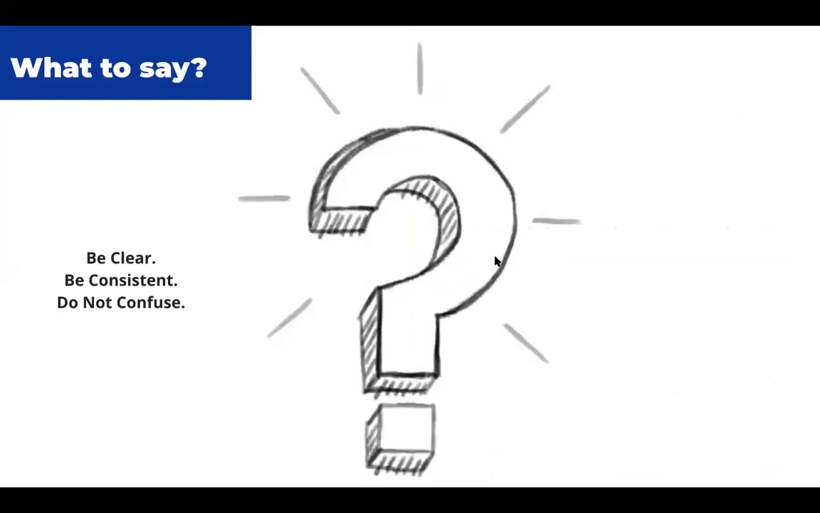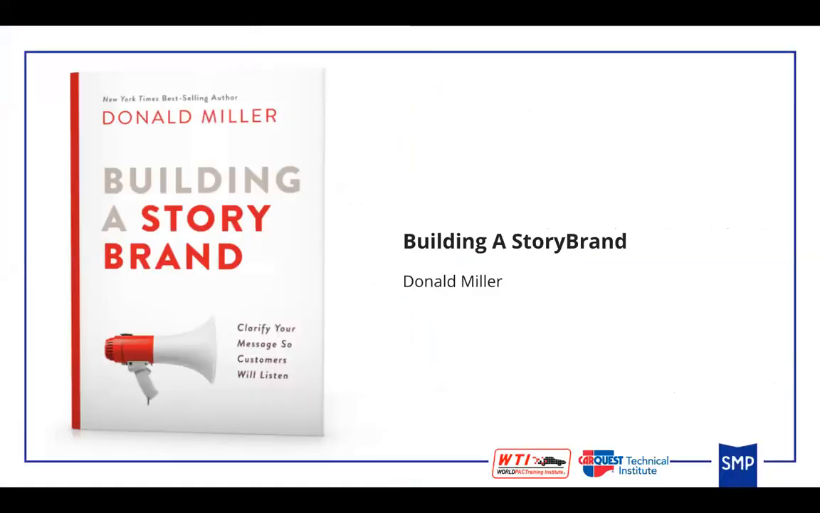So what do you say? Crystal clear. Very consistent. What you're saying in email, you should be saying on Facebook. What you're saying on Facebook, you should be saying on Instagram. You're going to adjust it to the platform, but the core of the message should be the same. Don't confuse people. And so let's talk about what to say.